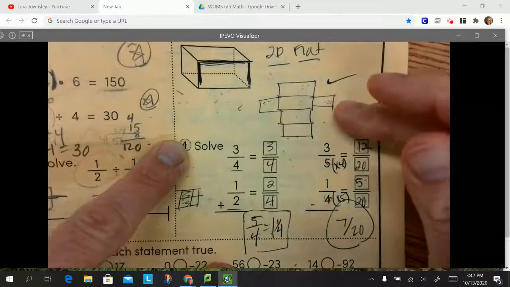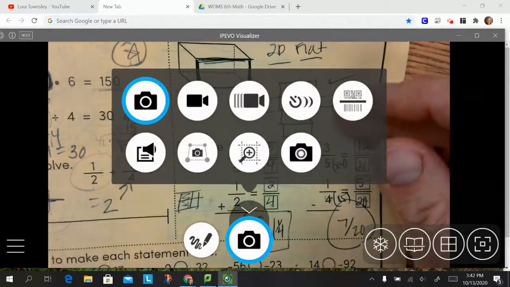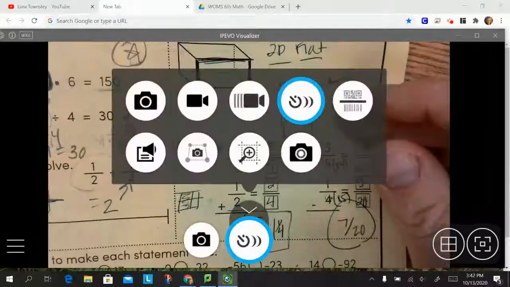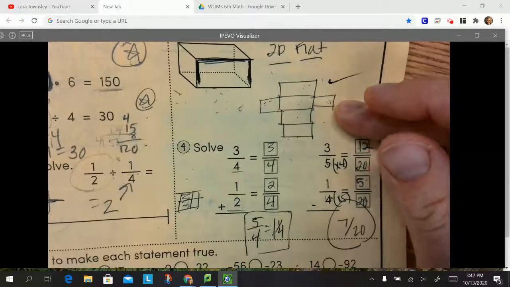Why does it keep doing it? I don't know why it's so fuzzy. This is dumb. Stop. Thank you. We'll see if it stops.